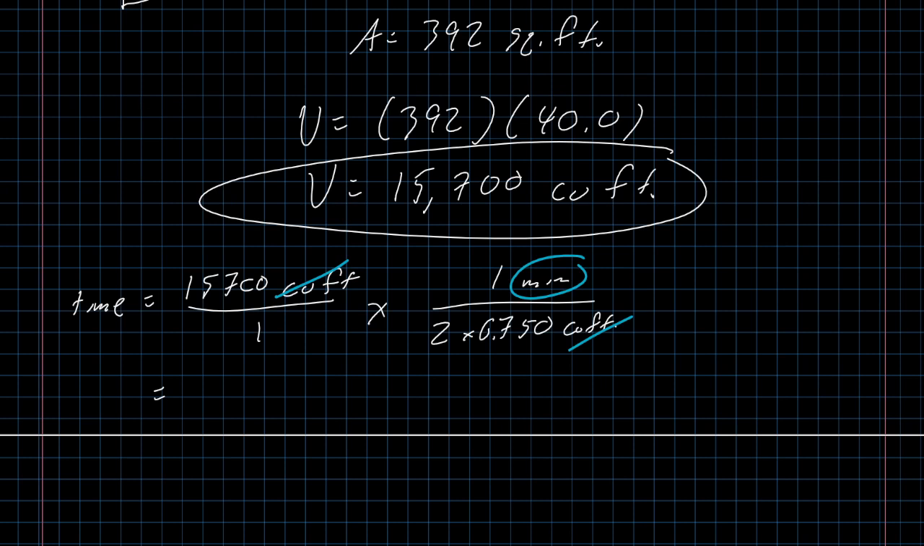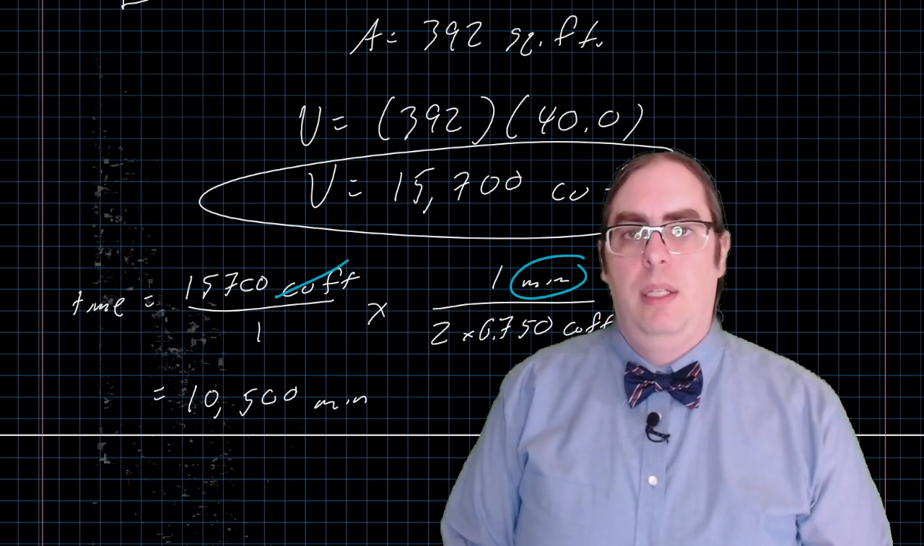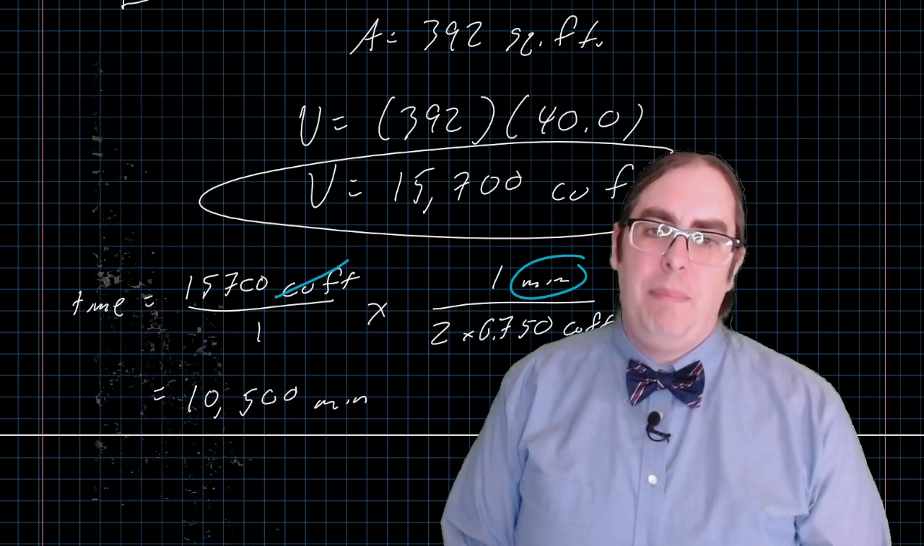So I take my 15,700. I divide by 2. I make a mess of everything. I divide by 0.75. And my calculator tells me that this is going to come out at 10,500 minutes, right? 10,466.67, but 3 significant digits, 10,500. All right, that's a lot. It's going to take a while, but I think that makes sense.